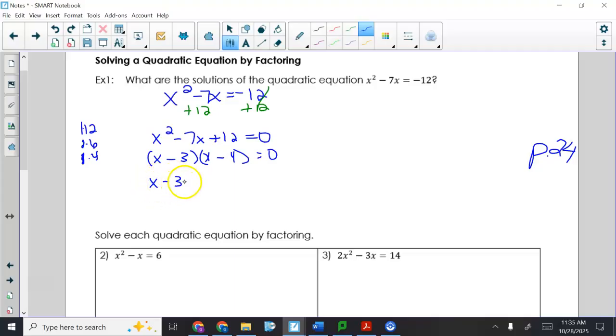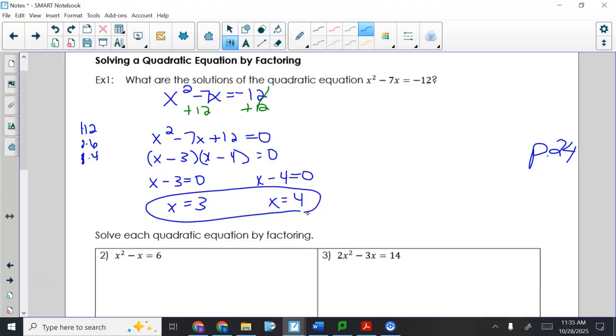We need to take each of those factors and set them equal to 0. So we go x minus 3 equals 0, and x minus 4 equals 0. So we're going to add the 3 to the other side to get x equals 3, add the 4 to the other side to get x equals 4. Okay, so that would be your solutions. You might see these written a bunch of different ways. You could see them written as your solutions, your zeros, your roots.